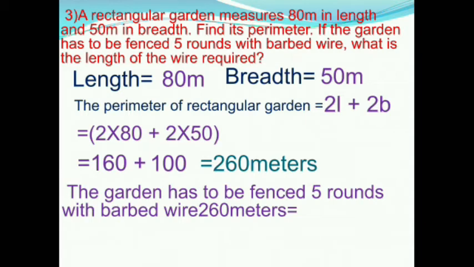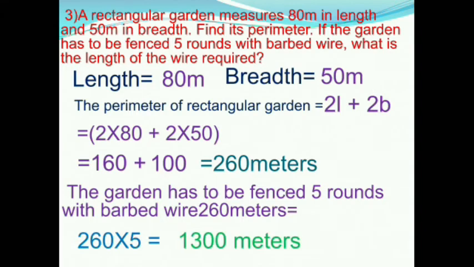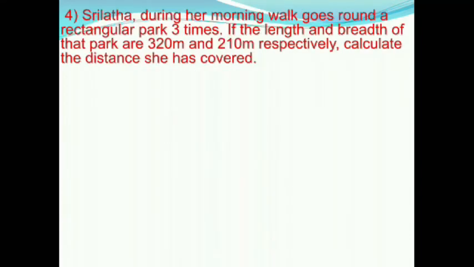To find the length of the wire required, we should multiply the perimeter by the number of rounds. It is 260 multiplied by 5. 260 multiplied by 5 is equals to 1300. Therefore, the length of the wire required is 1300 meters. Now we should solve another word problem.